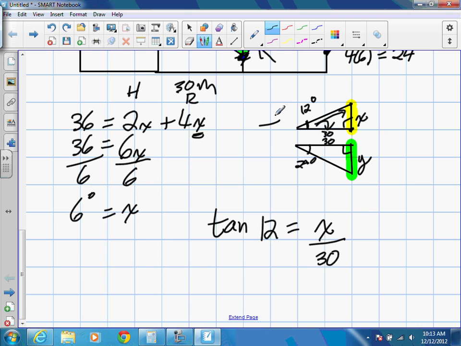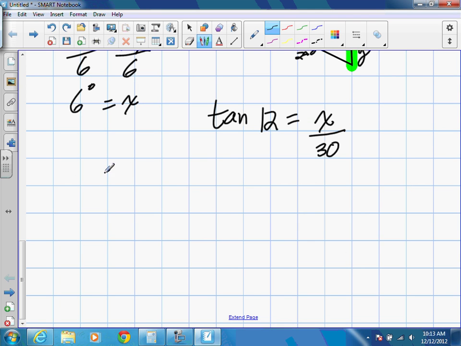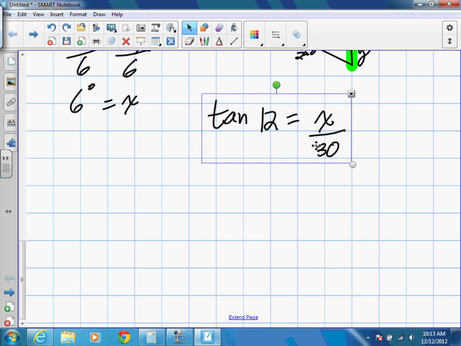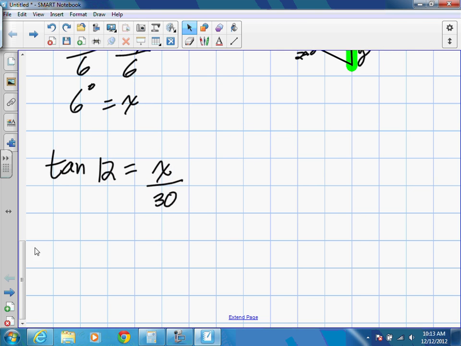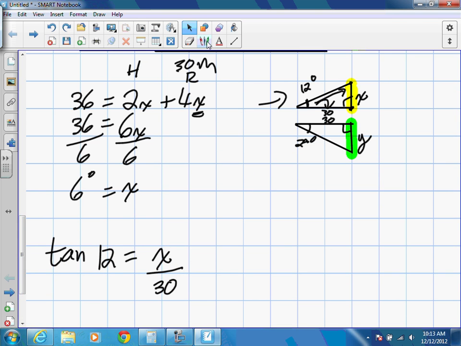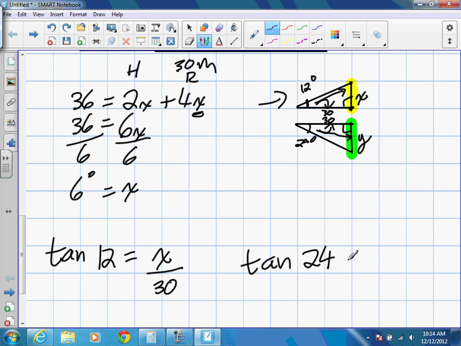We'll quickly isolate this. I'm going to bring this over. The other triangle, I'm looking for the opposite side, and I have the adjacent. What do I use? Which ratio? Same one, tan. Tan 24 is equal to the opposite, which is y, over the adjacent, which is 30. So these are almost identical in terms of solving.